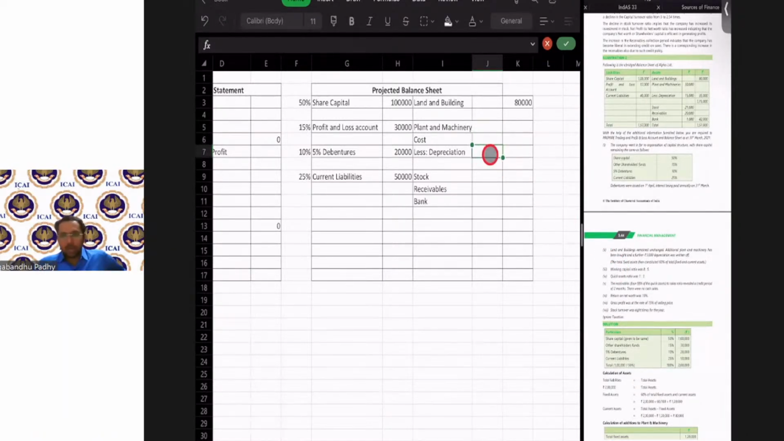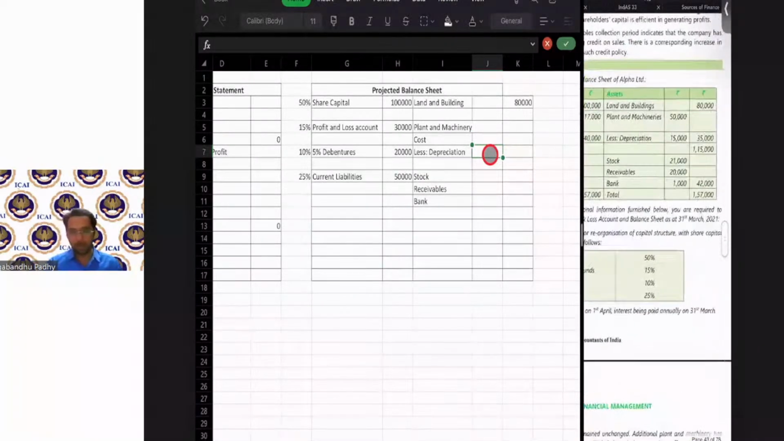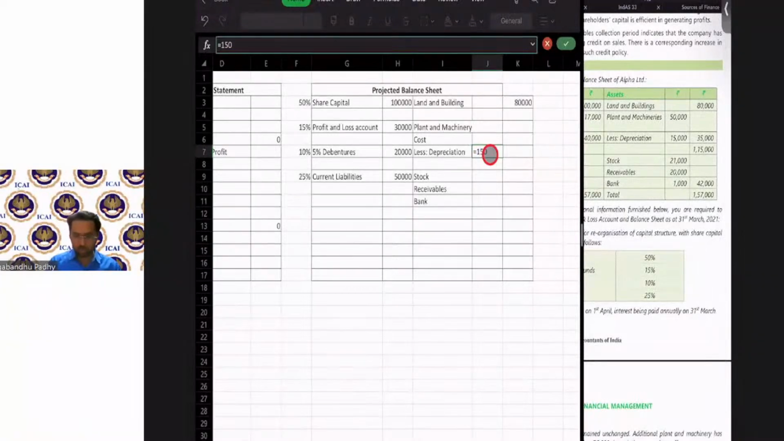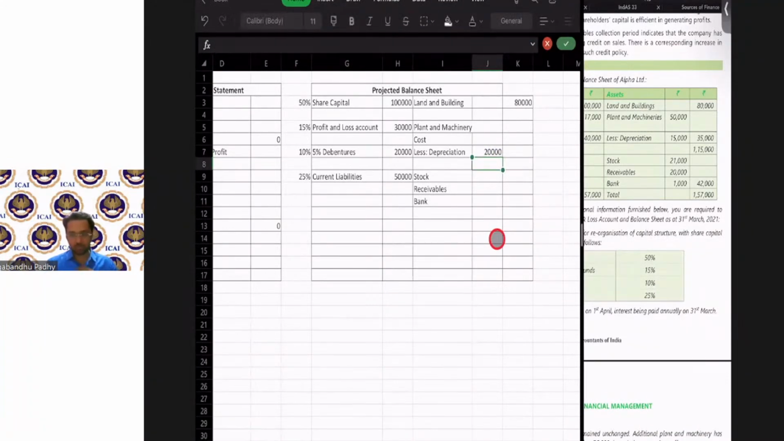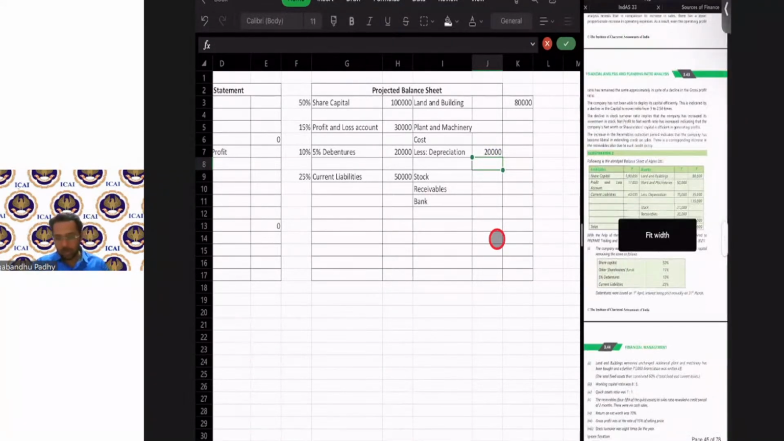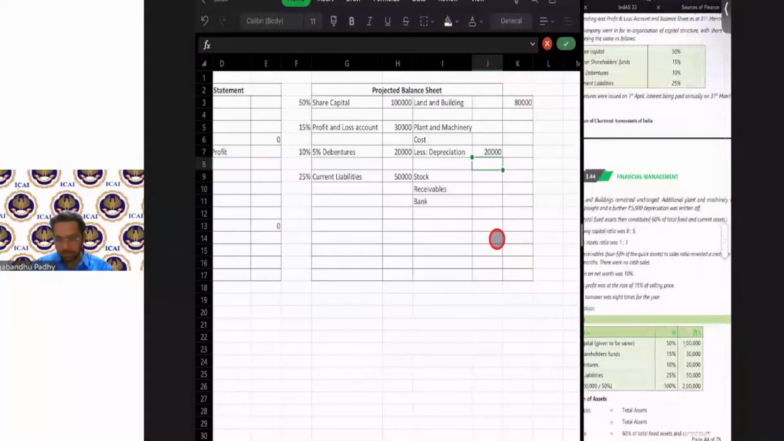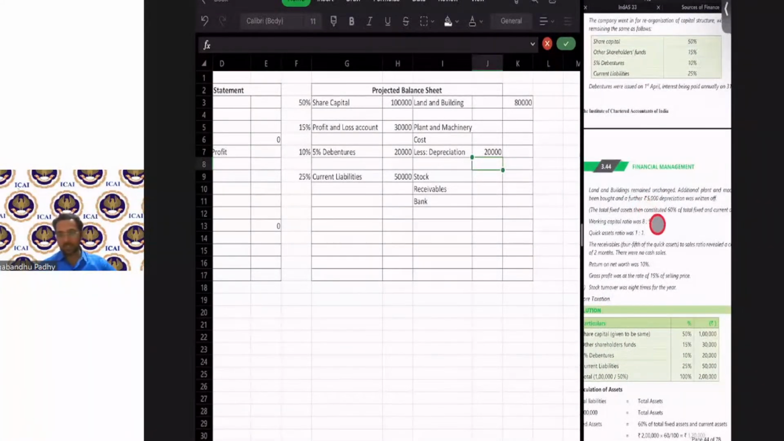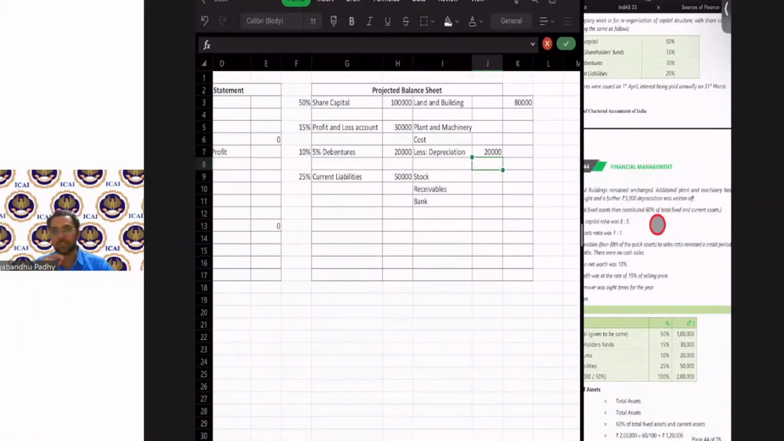So total depreciation that has been charged will be like the original 15,000 plus additional 5,000 is what is depreciation written off. And now the question says that total fixed assets then considered 60% of total fixed and current assets. It means the total of fixed assets, land and building and plant and machinery, is actually 60% of total assets.